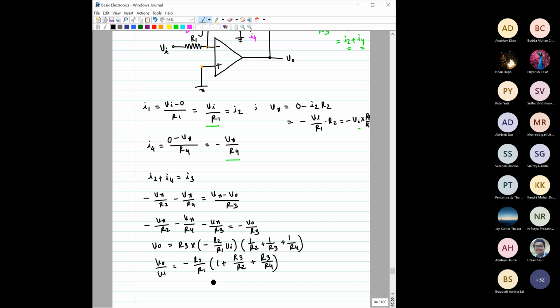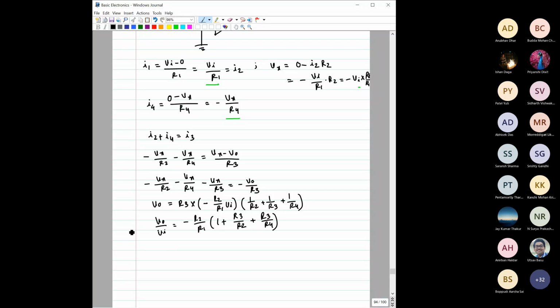Yeah, I think this is correct. So please cross check this gain. Yes, sir, I got the same. Okay, if you have got the same thing, that is very good. Now try to compare. So it will be minus R3 by R1 into 1. I have kept R2 outside and taken R3 inside.